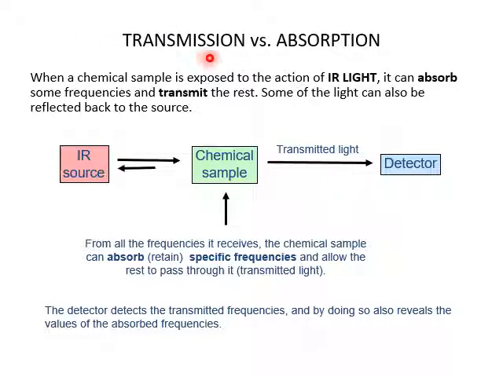So the real difference between transmission and absorption. When a chemical sample is exposed to the action of IR light, it can absorb some frequencies and transmit the rest. Some of the light can also be reflected back to the source. So you have that source from IR hitting the chemical sample, and then you have some light being reflected back to the IR source. But this is the main light that we're going to detect, and that's the transmitted light.